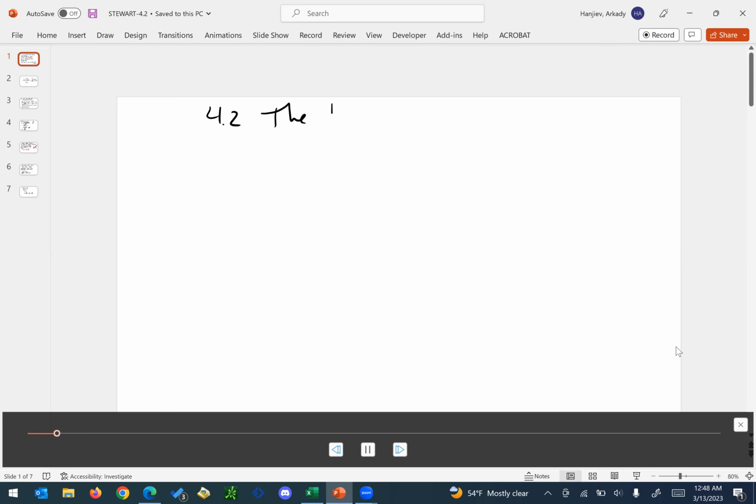So 4.2, after you have done your 4.1 homework, hopefully that would be good there. But 4.2 starts with something called the mean value theorem. The mean value theorem, it's not very mean at all. But mean, we're talking about average, right? Average value of something.